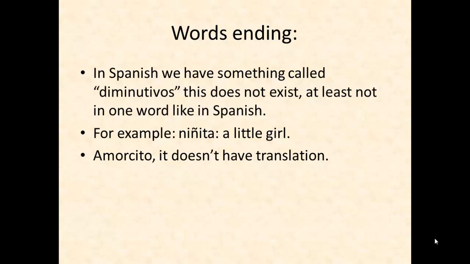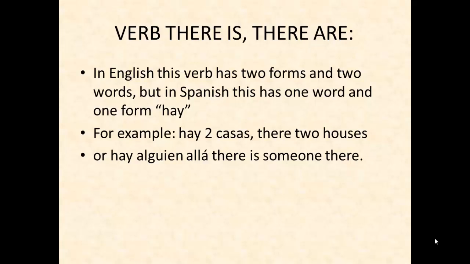Words ending. In Spanish, we have something called diminutivos. This doesn't exist in English, at least not in one word like in Spanish. For example, niñita, a little girl. Amorcito, it doesn't have a translation.